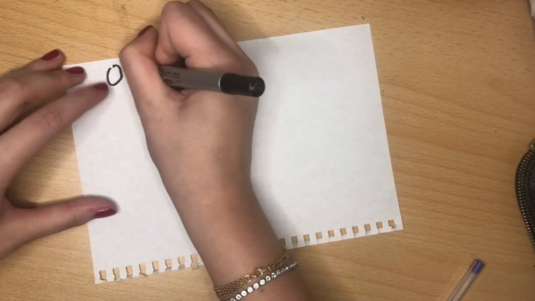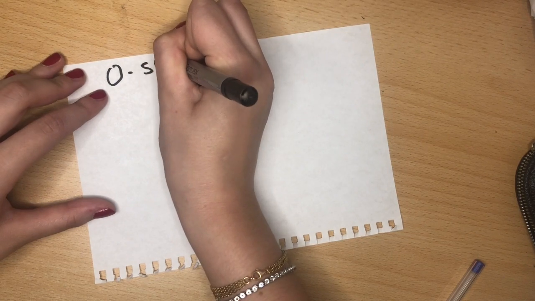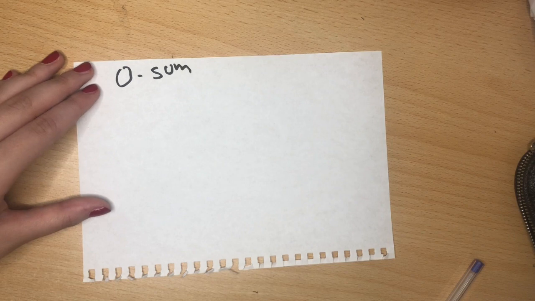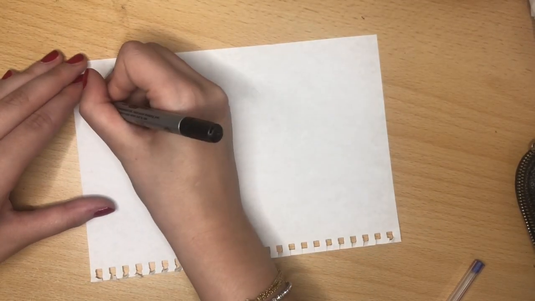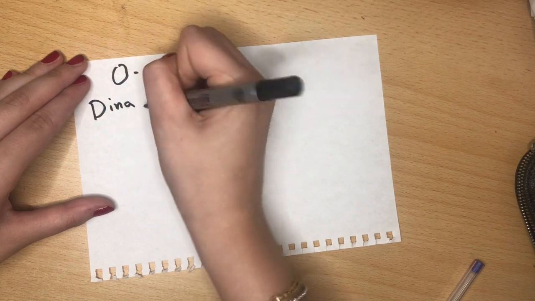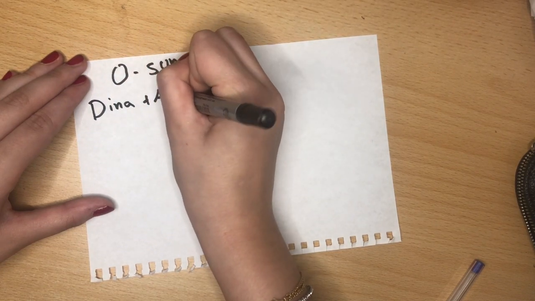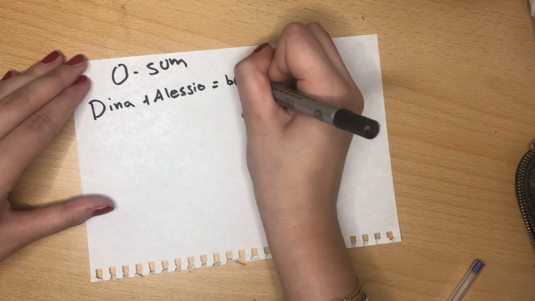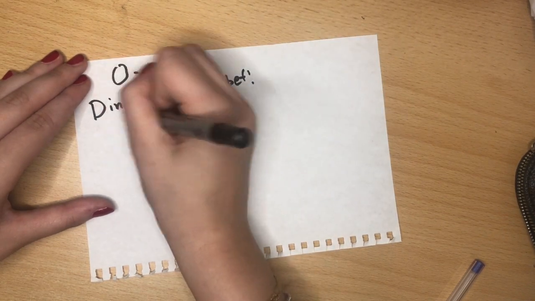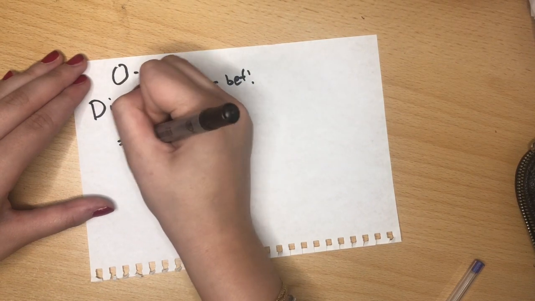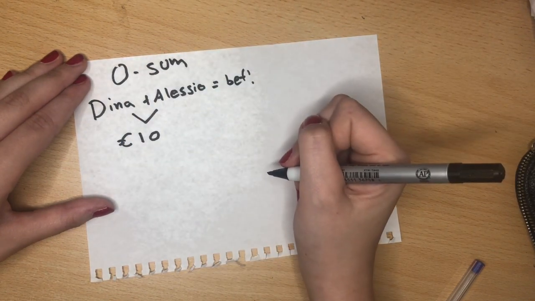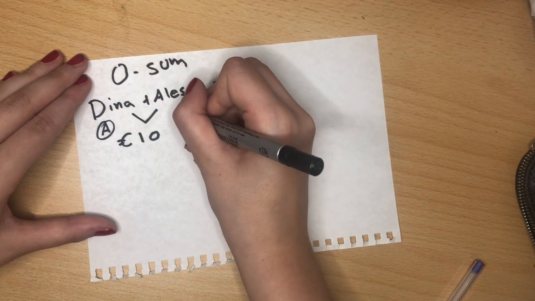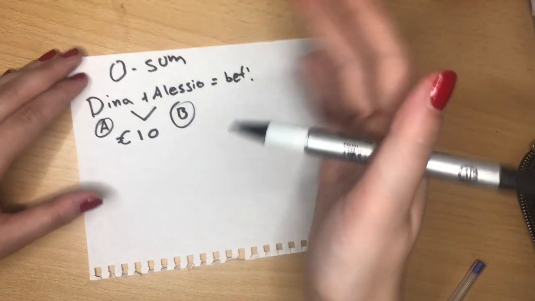It is the zero sum. This is when all options end up equaling 0. So, for example, let's say I am Dina and Alessio. We make a bet. They each bet 10 euros that a different team will win. Dina bets team A, and Alessio bets team B.